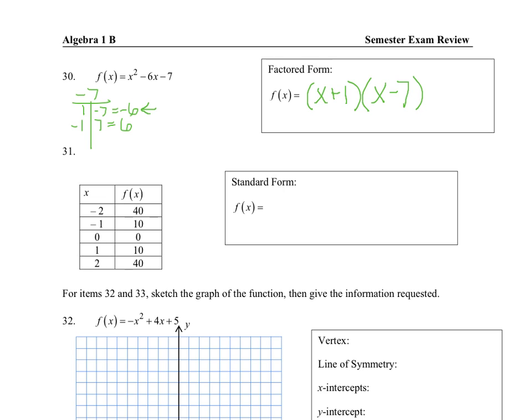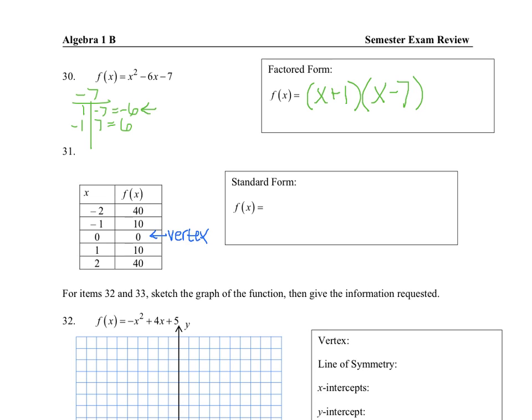For number 31, we're given a table. I don't see any of my x-intercepts except for this one. This is also my vertex. So that tells me that my vertex is on the x-axis.